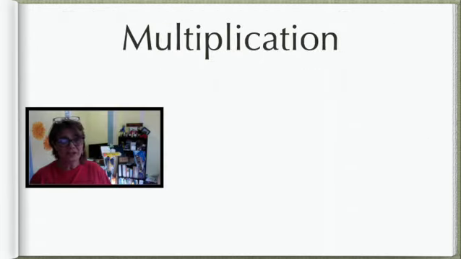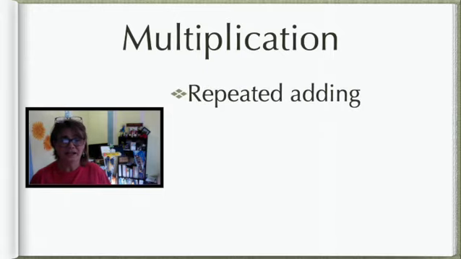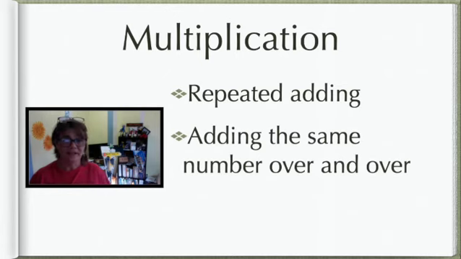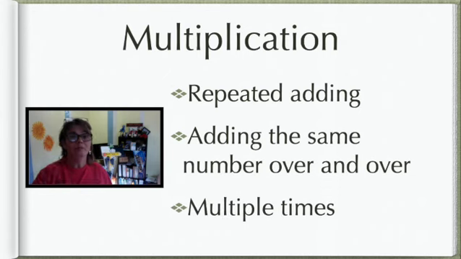What is multiplication but repeated adding? Adding the same number over and over again. So 3 plus 3 plus 3 plus 3 plus 3, over and over again, multiple times. That's where the term times comes from, like 3 times 4 is because 3 happens 4 times or multiple times.